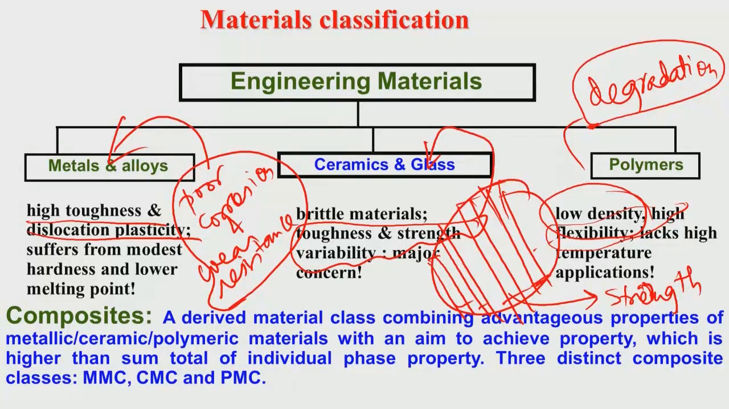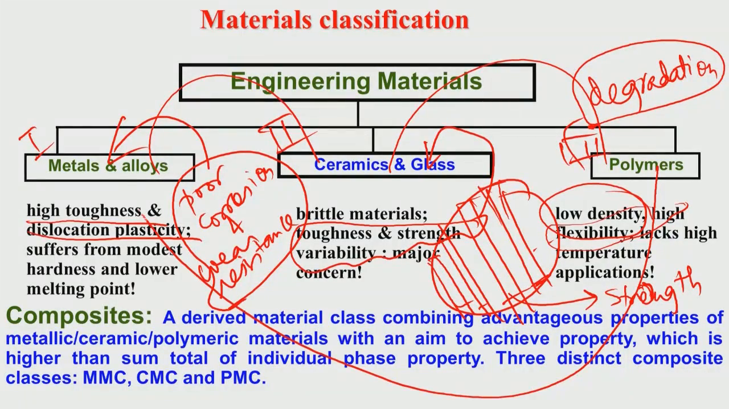Therefore, in order to combine the advantageous properties of the three material classes, one is metals, two is ceramics, three is polymers, you can combine either metals or ceramics, or metals and polymers, or you can combine metals, ceramics and polymer. So, there are three classes of composite materials which take advantage of the good properties of the three primary classes, with an endpoint objective to achieve a property which is higher than the simple sum of the individual phase properties.